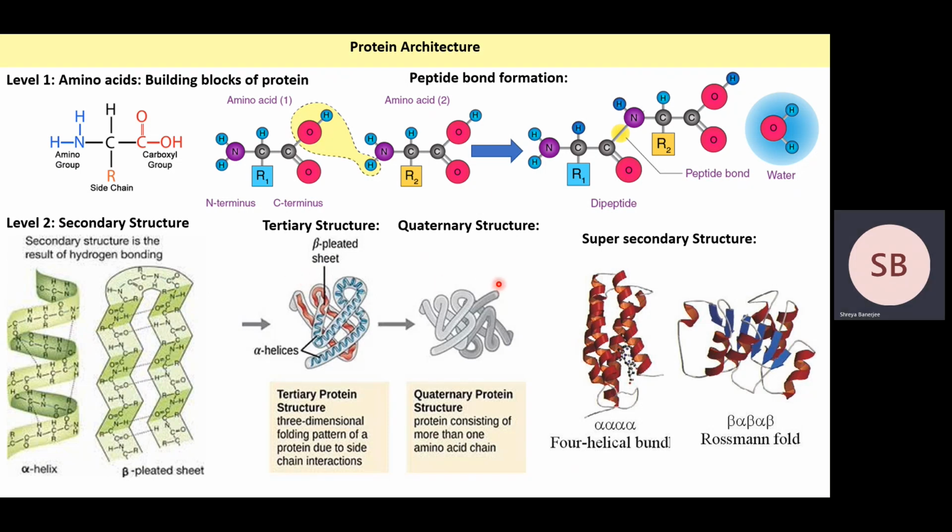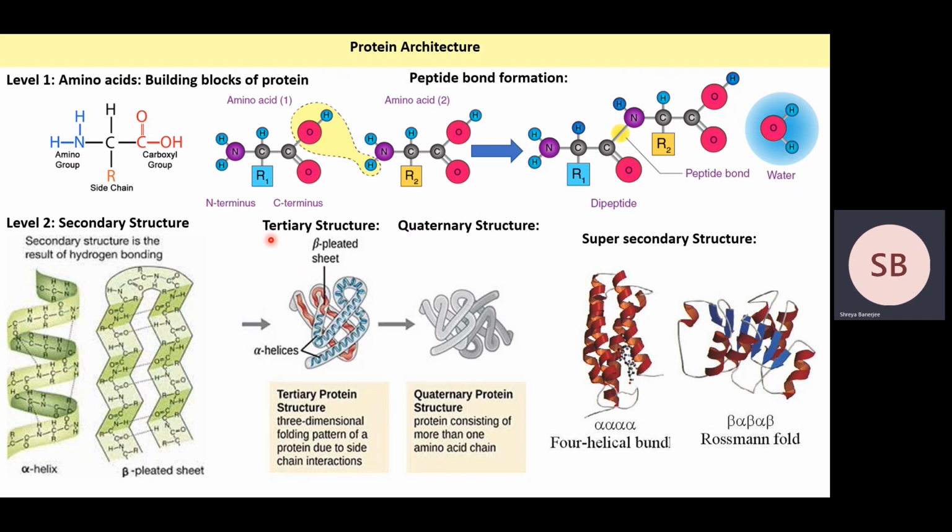The final level is the quaternary structure, where more than one tertiary structure is held together by different hydrophobic or van der Waals interactions. So quaternary structure is the final level of this protein architecture.